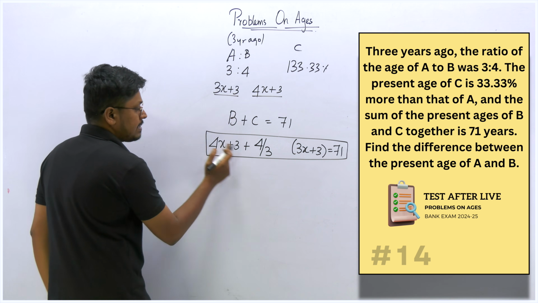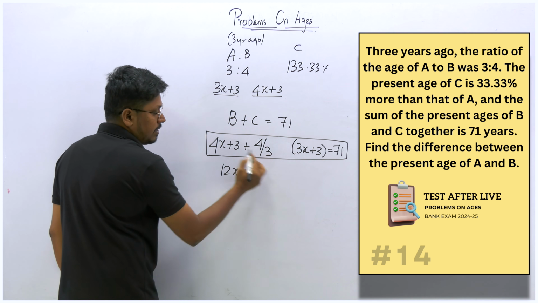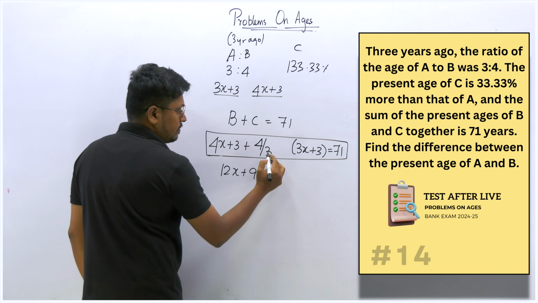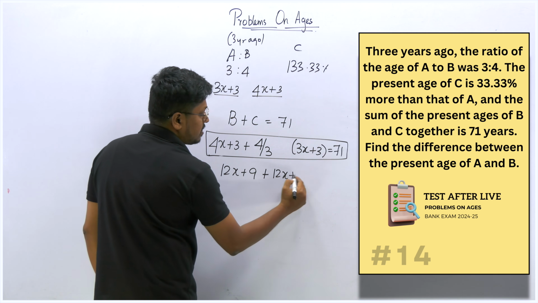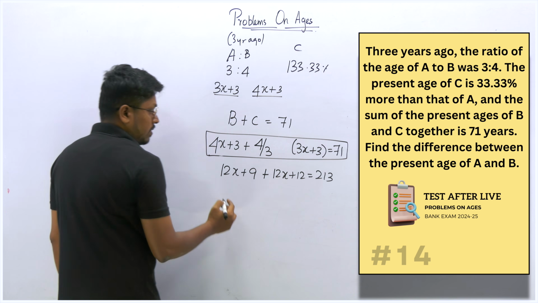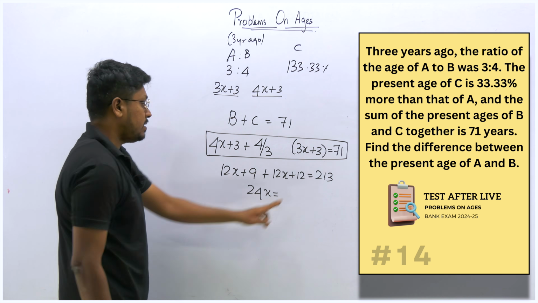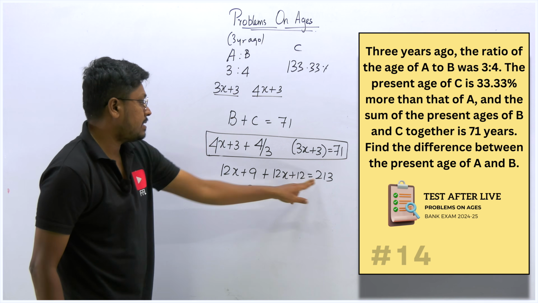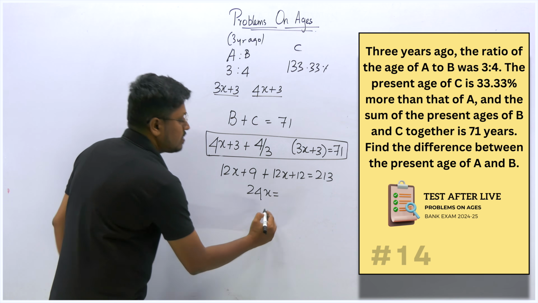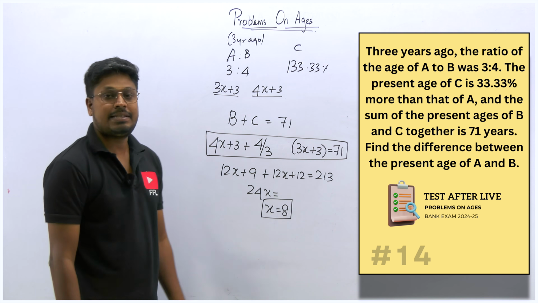So now we can cancel it. 4 3s are 12x plus 9, so take LCM 3. Plus 4 into 3, 12x plus 12 equals 71 into 3, which is 213. So now 12x plus 12x will be 24x equals 213 minus 21, so 24x equals 192, x equals 8. So we got the answer, that is x is equal to 8.